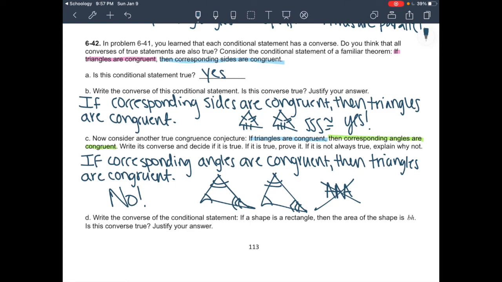So then the next part says, write the converse of the conditional statement. If a shape is a rectangle, then the area of the shape is b times h, and then you're going to talk about if that's true. So I want you to take a second to try that on your own, and I'm just going to write the conditional quietly, and you can compare your results with me. I'm sorry, not the conditional, I'll write the converse.